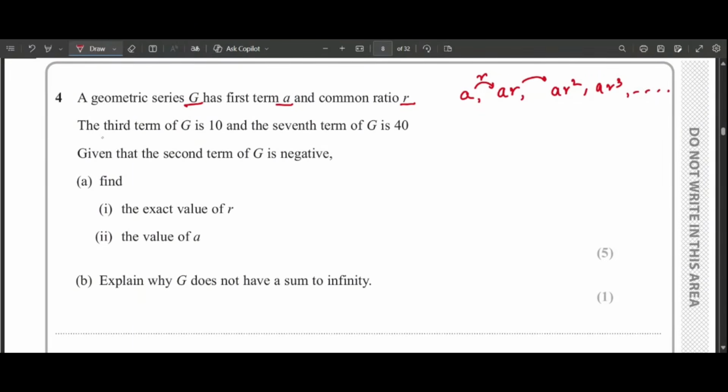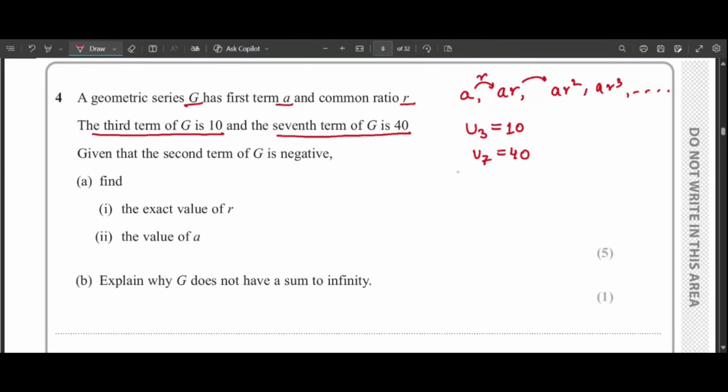We can see from our question that the third term of our series is 10 and the seventh term of our series is 40. So we can write the information as follows. We can write U3, which is the representation for our third term, U3 is equal to 10. We can write U7 again, which is the representation for our seventh term. U7 represents the seventh term of our series G and is equal to 40.